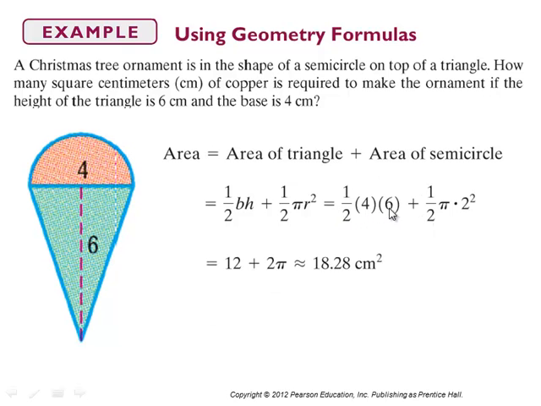1/2 times 4 times 6 is 12. 1/2 of 2 squared, well, 2 squared is 4. Half of that is 2. So you have 2 pi here. So 12 plus 2 pi. And then you plug that into your calculator. And you get something approximately 18.28 square centimeters. Make sure that you write your units correctly.